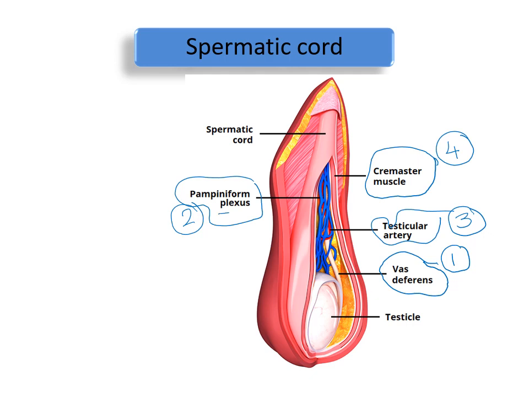The pampiniform plexus of veins, its main function is to release heat, so that the temperature in the testis would decrease by 3 to 4 degrees Celsius relative to the body, to help in spermiogenesis. The vas deferens, its main function is transportation.